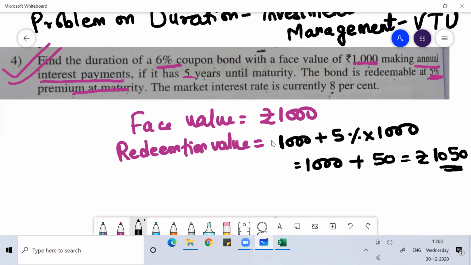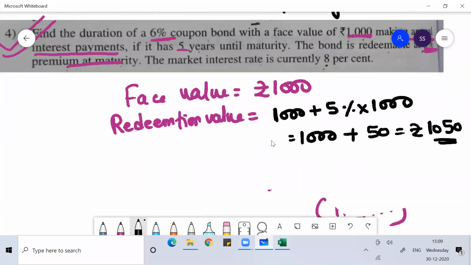If nothing is given about the premium and discount of the debt instrument... but in this problem it is given about the redemption value, that it is redeemable at a 5% premium. It means that after 5 years, when the company gives you the money, it will give you 5% extra on the face value. The company was supposed to give you only 1000 rupees, but it will give extra 5%, maybe as a sweetener or a bonanza. I hope you are getting it. Just to attract more investors, they are saying that when they buy back the bond after 5 years, they'll buy it back at a 5% premium. I hope you got the logic.